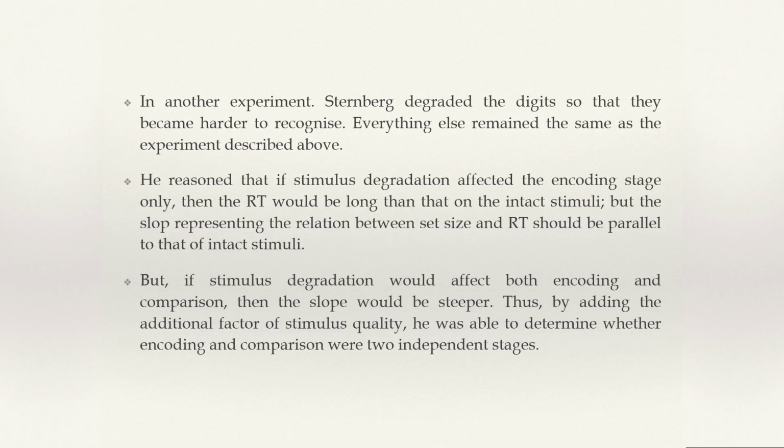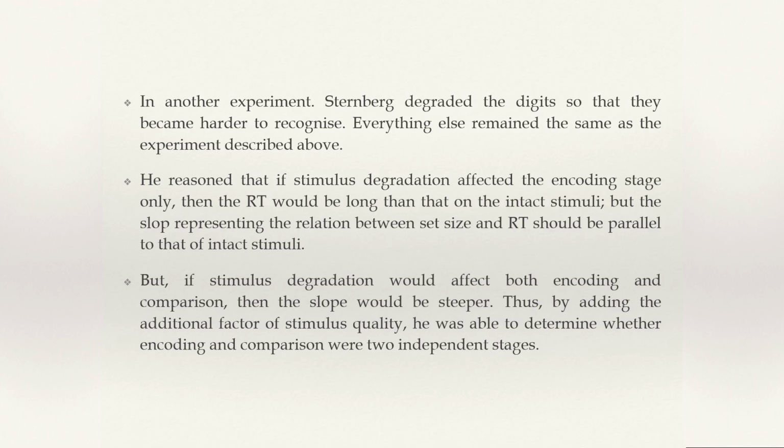In another experiment, Sternberg degraded the digits so that they became slightly harder to recognize. Okay, everything remains the same as the experiment that we have just seen. He reasoned that if stimulus degradation affects the encoding stage, see, if you cannot see the stimulus well, it will take you more time to encode. If it takes you more time to encode, this time adds to the overall time that you have to take across the 4 stages: encode, compare, decide, respond.